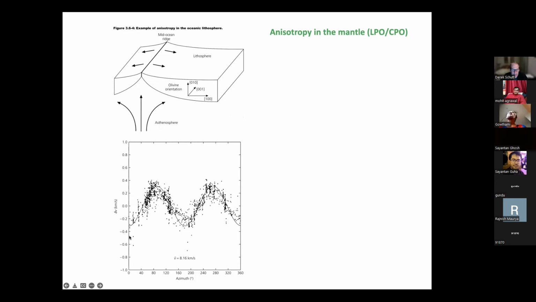And here's an example from a mid-ocean ridge where we looked at P-wave velocity as a function of angle. And you can see that P-wave velocity varies by about 0.3 to minus 0.3. And this is just due to alignment of olivine.